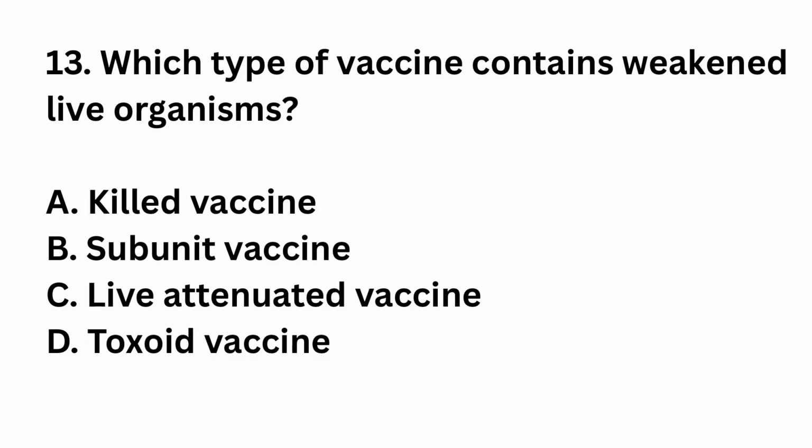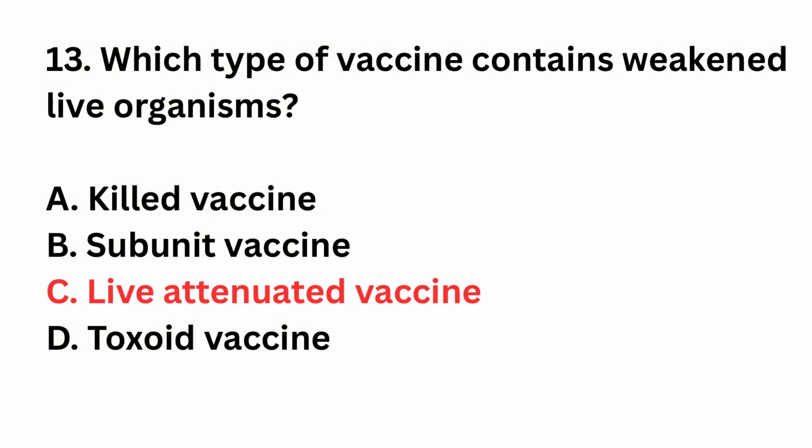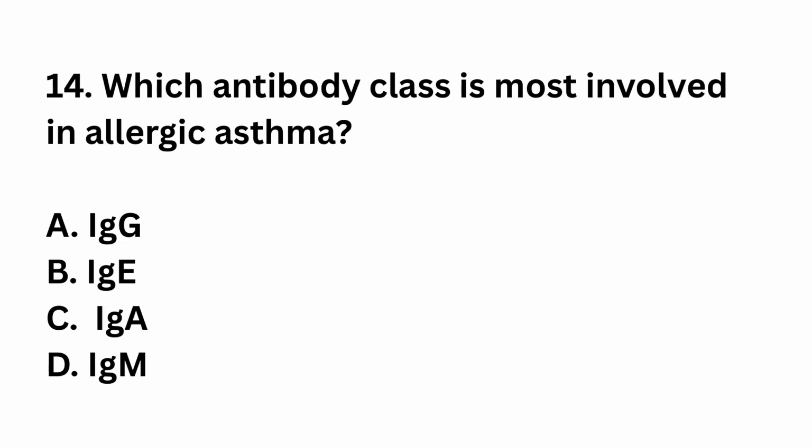Question number 13. Which type of vaccine contains weakened live organisms? Killed vaccine, subunit vaccine, live attenuated vaccine, toxoid vaccine. The right answer is option C, live attenuated vaccine. These vaccines produce strong, long-lasting immunity. They mimic natural infection.